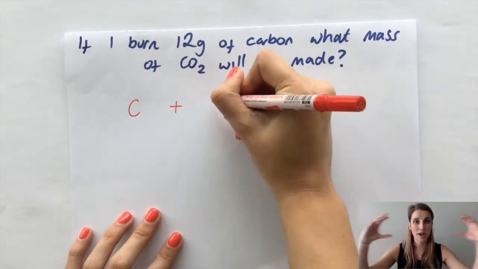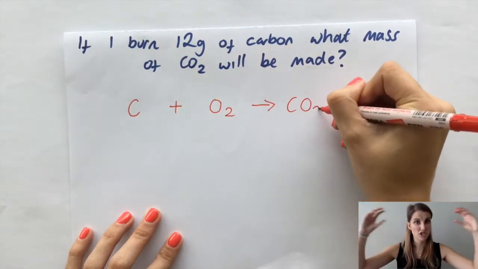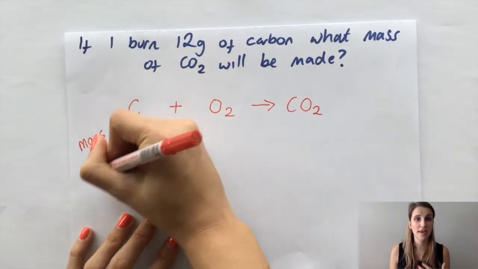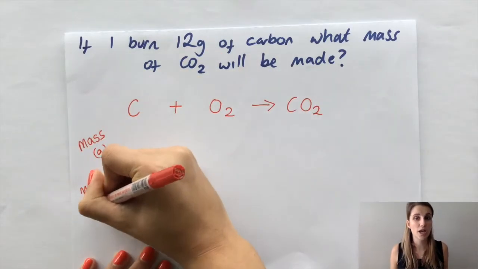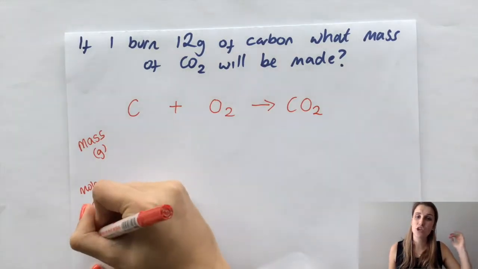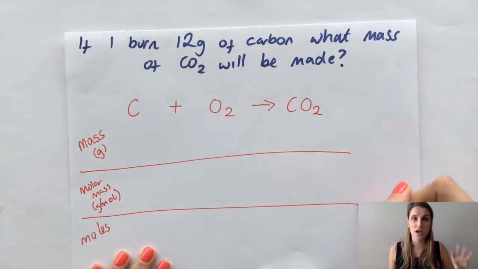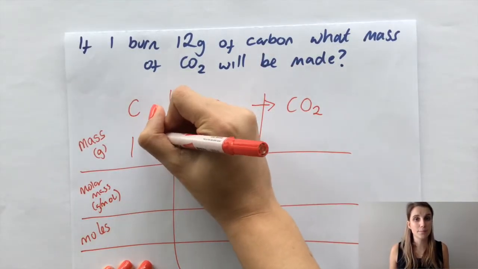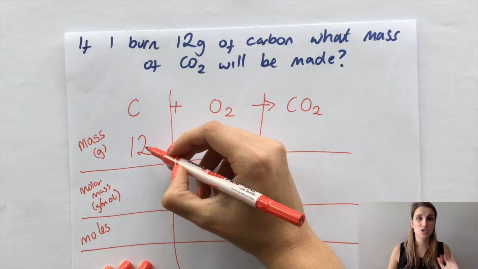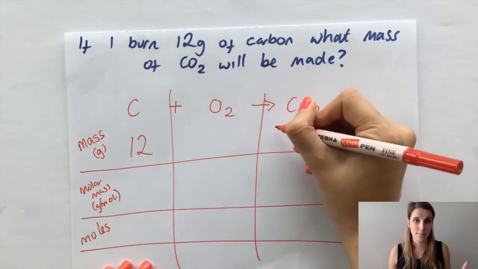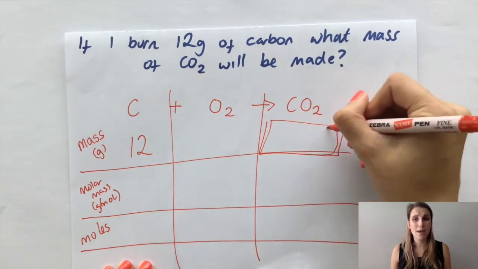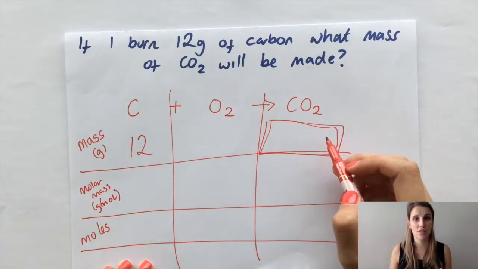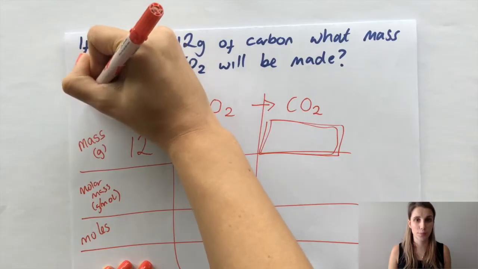So if you've got your equation at the top, which you always should, you can draw a grid underneath it which will help you to organise your working and where all the numbers have come from. So if you've got your mass, then your molar mass and then your moles, this will help you to organise your work. So let's look at what we've got already. I know the mass of carbon is 12 grams, so let's put that in. I also know that the thing I'm aiming for is the mass of carbon dioxide, so I'm going to put a little box around that to show that's what I'm aiming for.